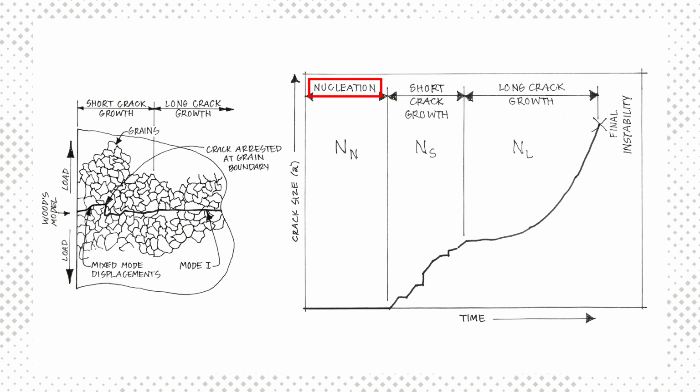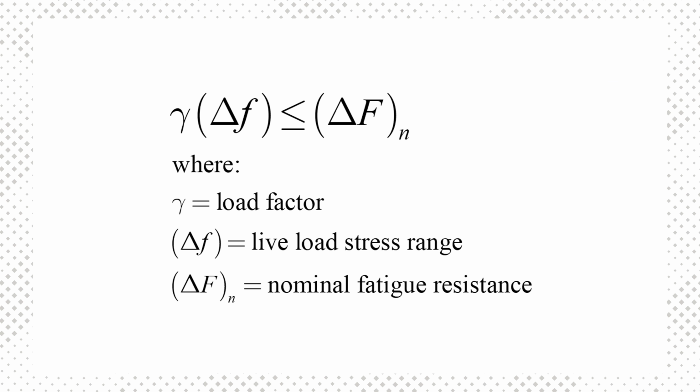Fatigue crack growth has 4 primary stages. 1. Nucleation, when no crack exists, but micromechanical changes occur that lead to a crack. 2. Short crack growth, where the crack path and growth rate is highly dependent on local grain and environmental conditions. 3. Long crack growth, where the crack is defined by smooth growth, often perpendicular to principal tension stresses. And 4. Final instability, when the crack growth advances at the speed of sound in the material, often leading to complete fracture.